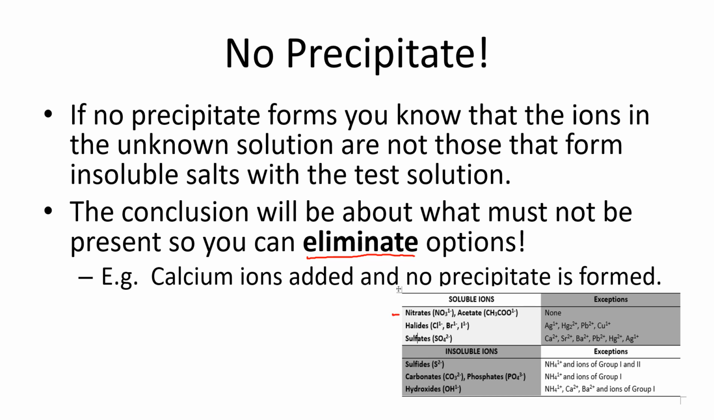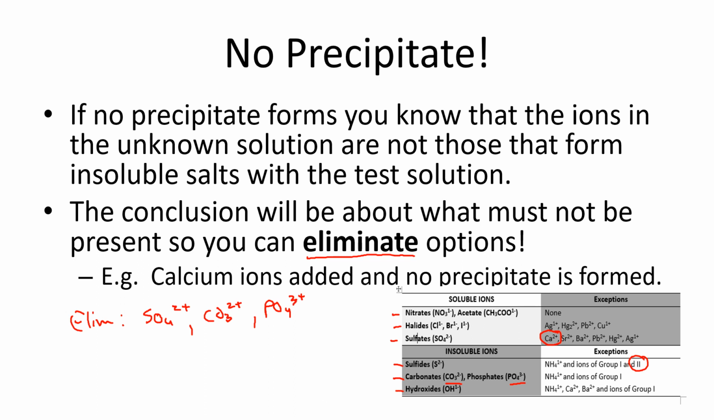Should a precipitate have formed? No. Acetate? No. Halides? No. Sulfates? Ooh, there's calcium. If the sulfate was there, it should have precipitated. So I can eliminate the sulfate ion, right? Because if it was there, it would have precipitated. Okay, so let's go down here. Sulfides, group 2, so that wouldn't precipitate. Carbonates, group 2 isn't an exception, so carbonates should have precipitated. And same with phosphates. So since we didn't get a precipitate, we can say no carbonates were in there and no phosphates either.